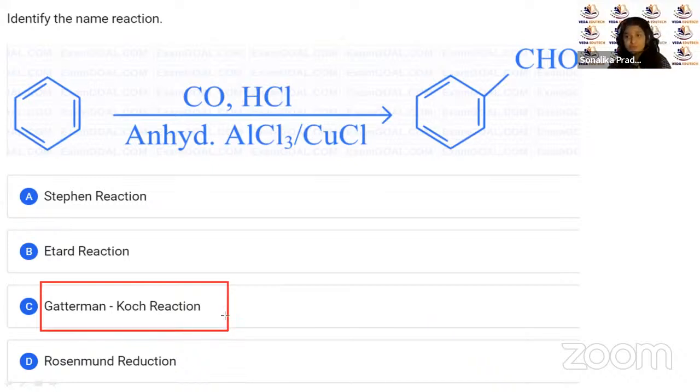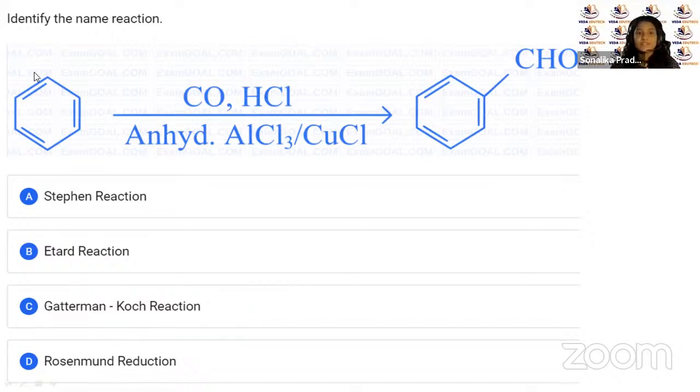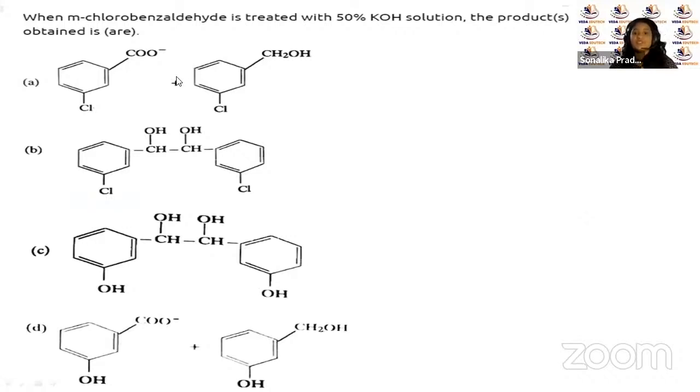So even if you didn't know it directly, you could have identified and eliminated the other options by using their reagents, because reagents are very specific for different kinds of reactions. Yes, okay. So is there any other doubt here, children? Should we move ahead and see? Let's go to the next question. So next question on your screen.